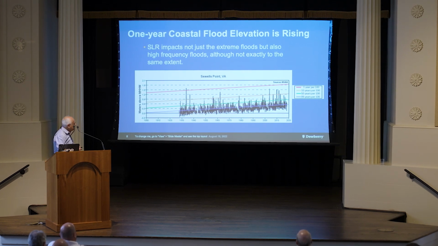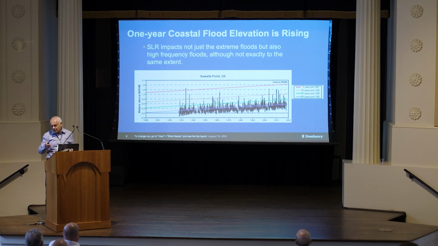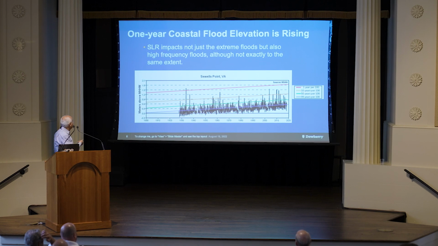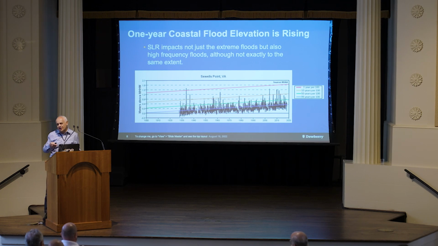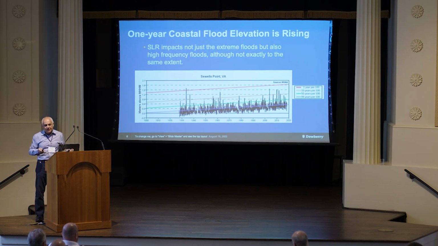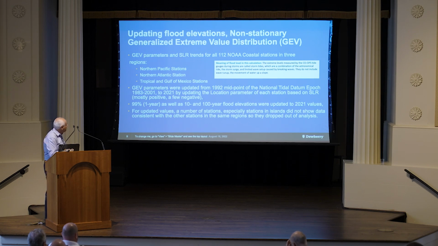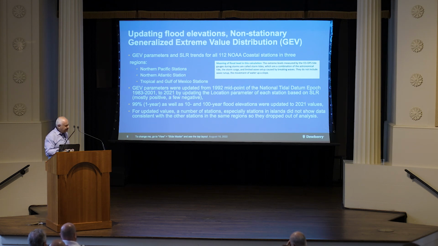So sea level rise impacts not just very large floods, but it also impacts the 1 year coastal flood elevation. So that's why we have to account for sea level rise in the non-stationary extreme GEV distribution and come up with the updated values. Now, I did this for all 112 NOAA coastal stations. One thing to note is the meaning of the flood levels in this calculation is the same as the meaning of the extreme flood elevations that you can get from NOAA coastal stations.